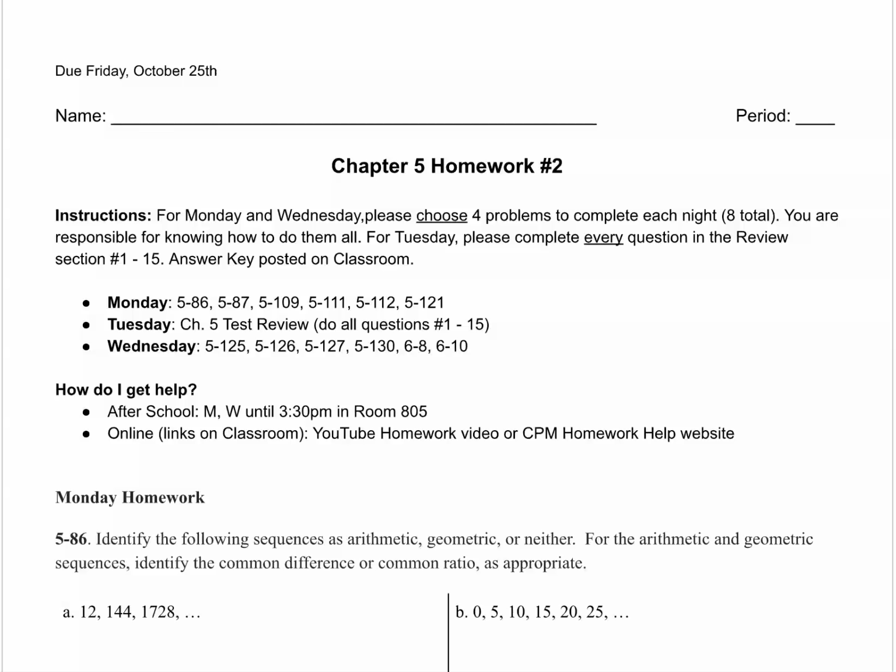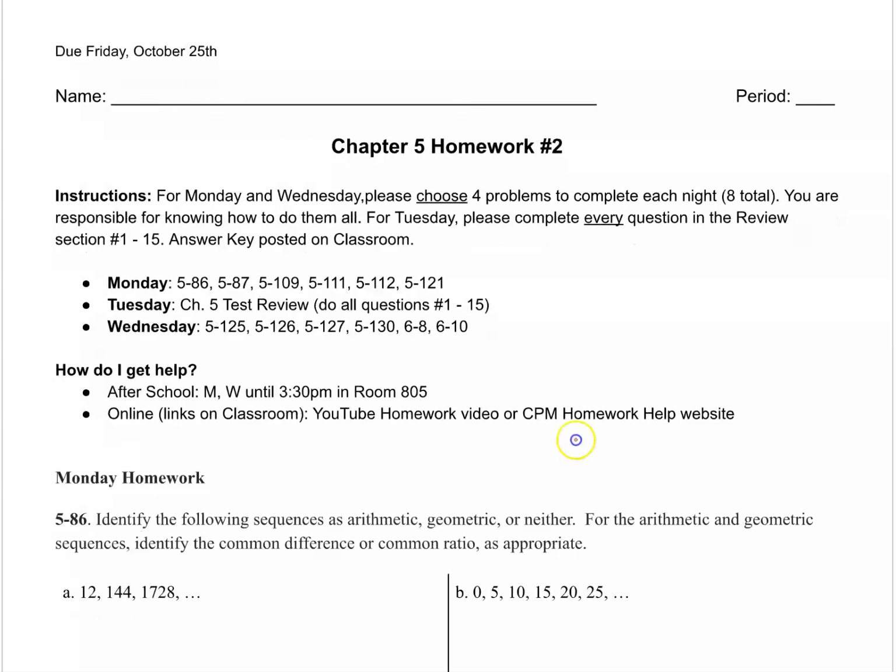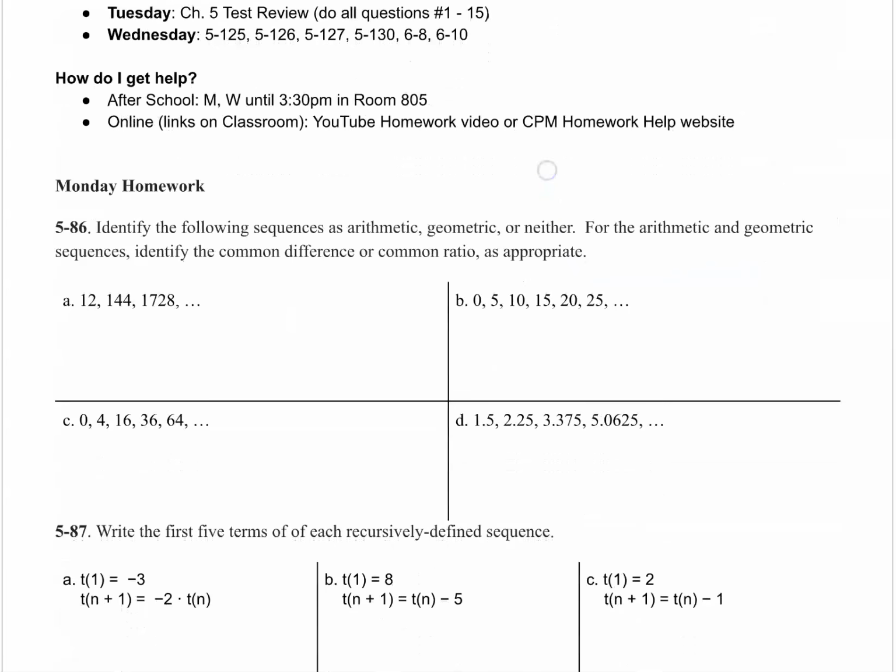This is Chapter 5, Homework Number 2. We'll start with Monday, 5-86. Identify the following sequences as arithmetic, geometric, or neither. And then for arithmetic and geometric, identify the common difference, common ratio.